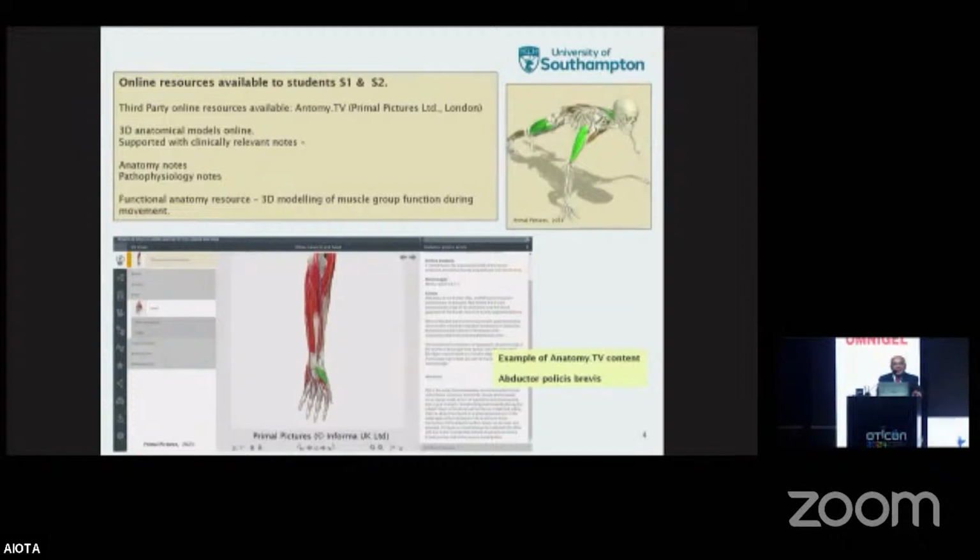Another online resource is available to students during semester 1 and semester 2. Now you all know that we have several instruction manuals now available online in anatomy.